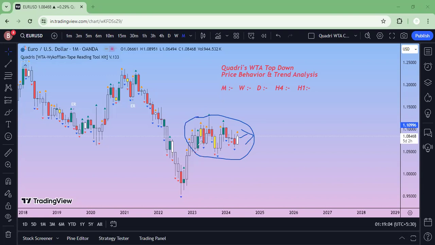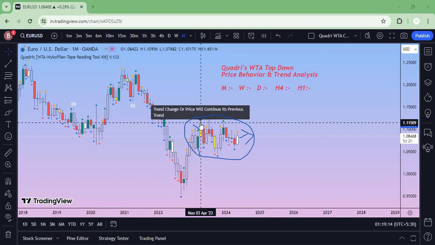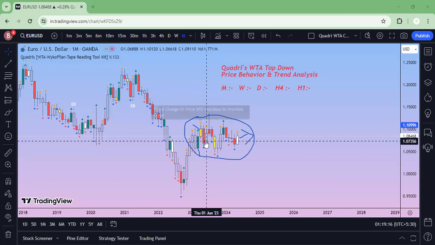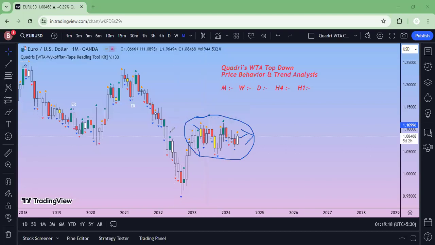So if you watch closely, this is the demand. A trend change or price continuation kind of situation was indicated at this particular point. But trend change means we are going upwards, price came down. Again, we tried to go upwards, price came down. Here it was a trend change.